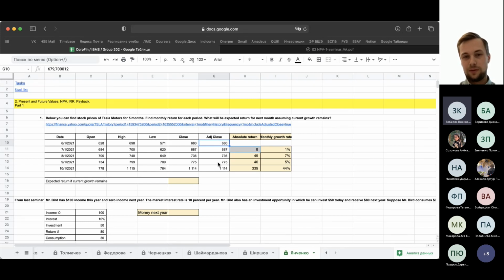Yeah, and so can we consider this like average price for the stock? No, it's actually the close price. The close price. Okay, I got you. It's the price for the end of the day.